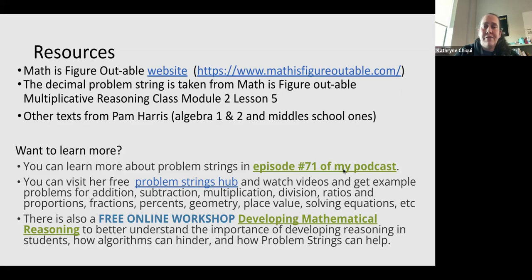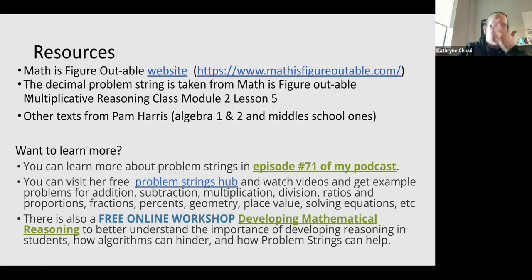They have different textbooks. They have textbooks with problem strings that support algebra. And so if you're looking at graphs, if you're wanting to talk more specifically about linear graphing and things like that, then those books might be more helpful in that. And you can use it with lots of different content and switch that out within the problem string itself. So you can use fractions.